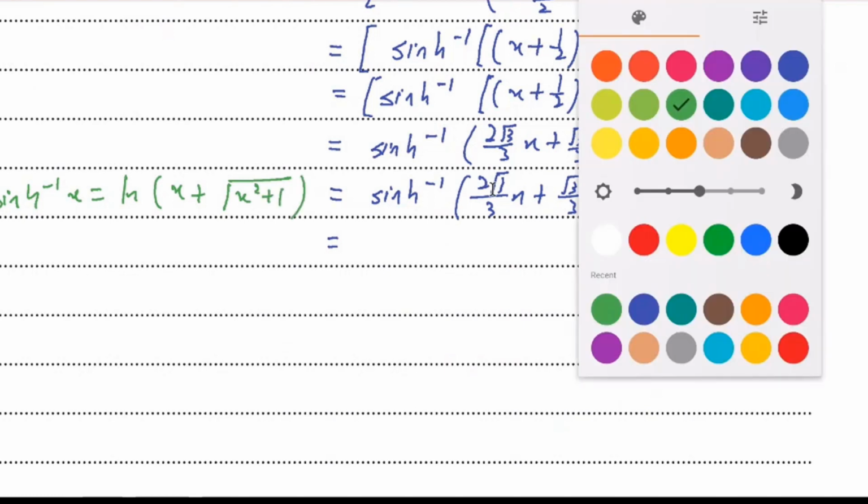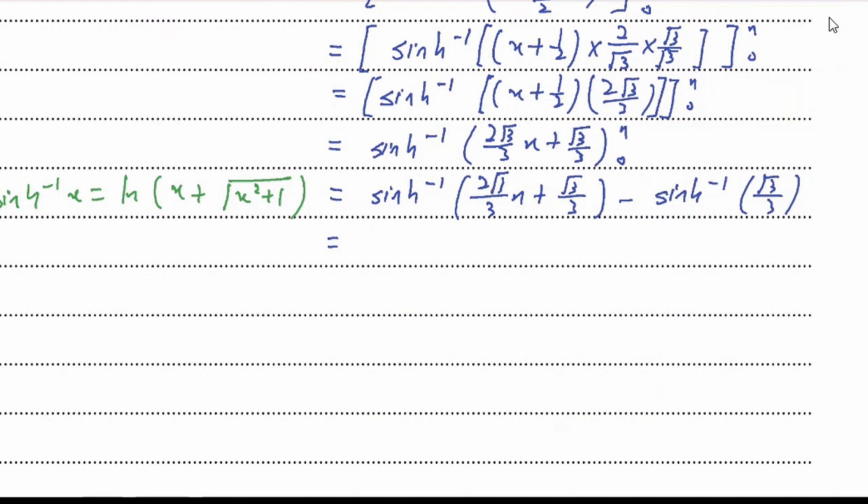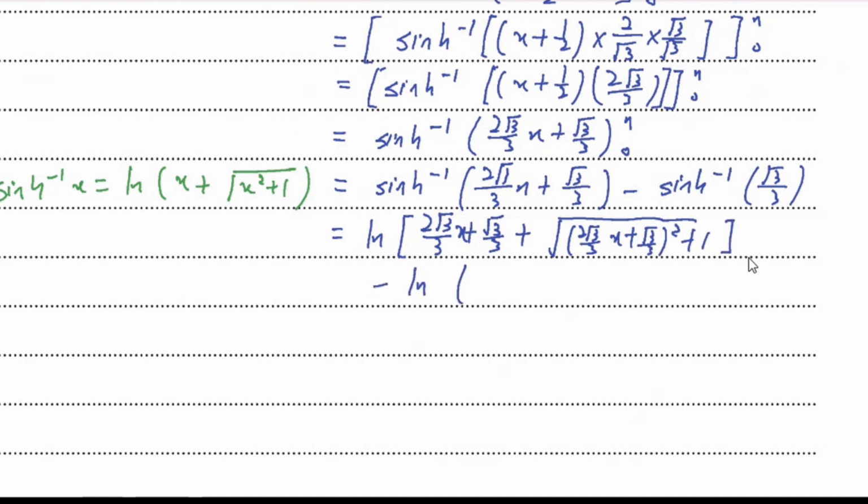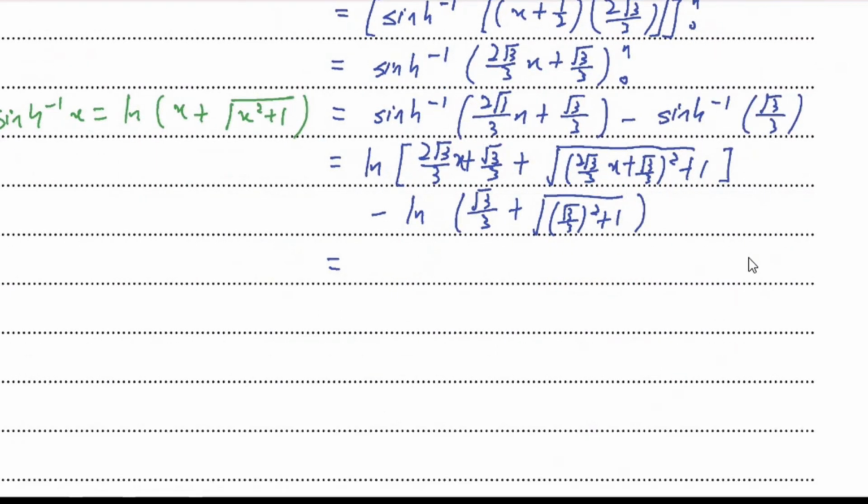Okay, so for this form here, we are actually getting ln, and then this whole thing: 2/√3 x plus √3/3, plus the square root of this whole thing squared plus 1, minus, this is also an arcsinh, but it becomes something that is easier already, plus the square root of √3/3 squared plus 1. So it's actually quite a bit of work that we have to do from here.